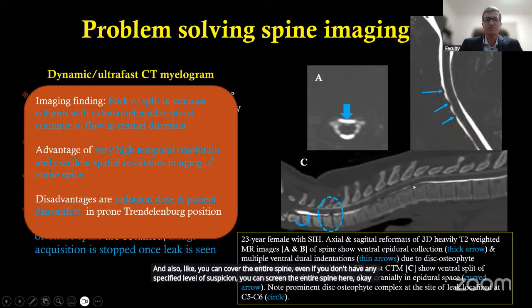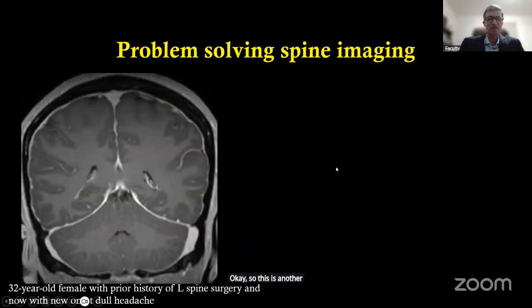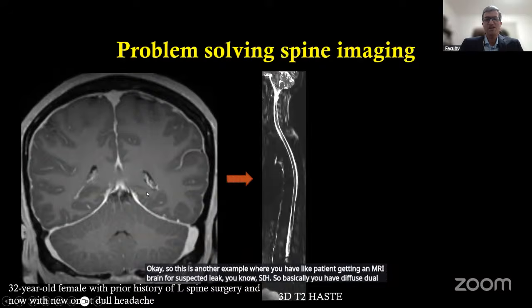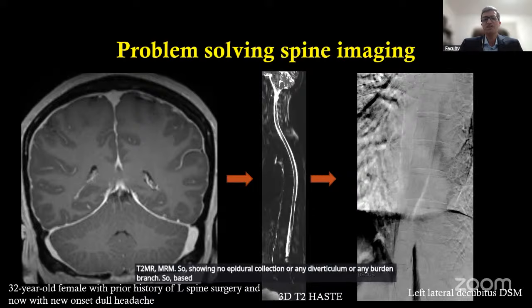Okay. And for imaging findings, of course, we are looking for splitting of the contrast column, one in the epidural space and the other in the thecal sac. This is another example where a patient is getting an MRI brain for suspected leak, SIH. You have diffuse dural thickening and enhancement, and the screening 3D T2 SPACE, which is nothing but the MR myelogram, T2 MRM, shows no epidural collection or any diverticulum or any bud on branch. So based on this, we decided to do a decubitus dynamic myelogram.